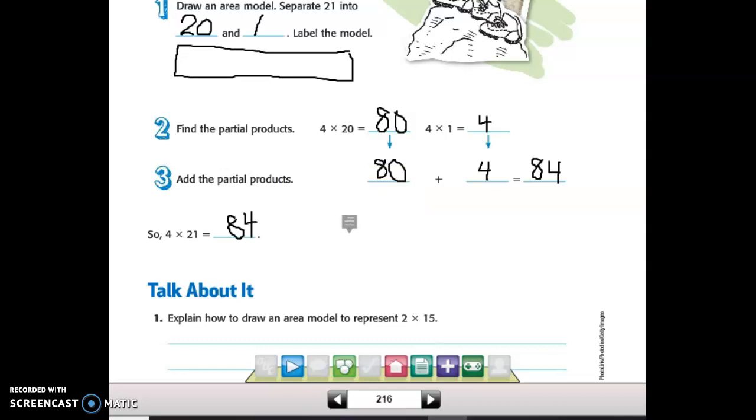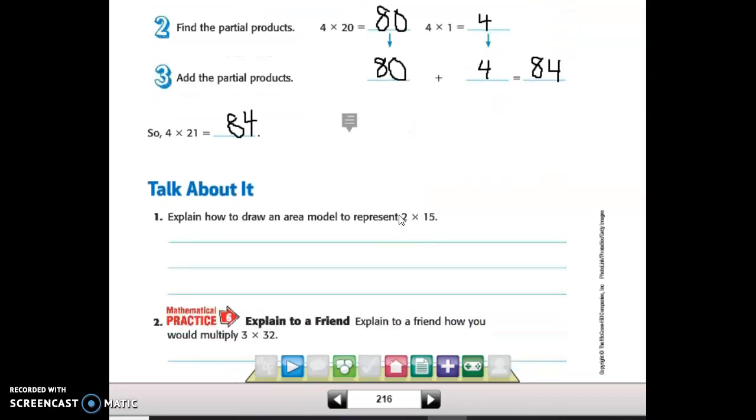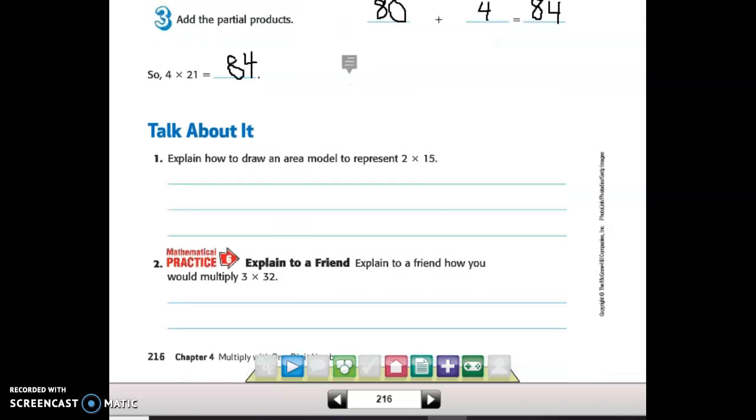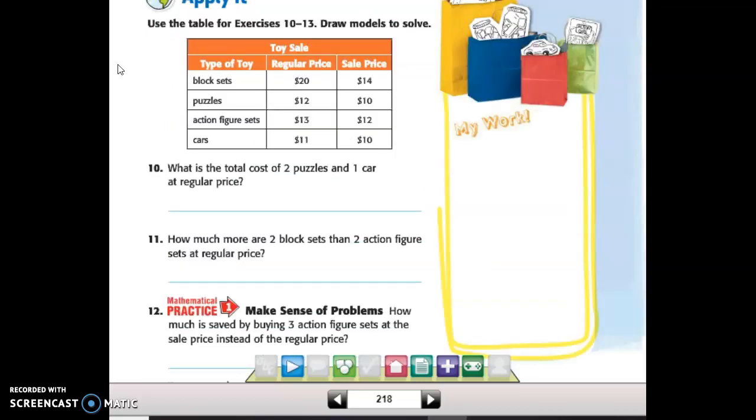Okay. Now you're going to write out the area model in word form with this equation that they've given you here for the talk about it. You can work with your partner on both of these. As you're working, pay attention to number 11. You're going to have to figure out two separate situations and then compare them. So pay attention when you get there. That's a two-step problem.